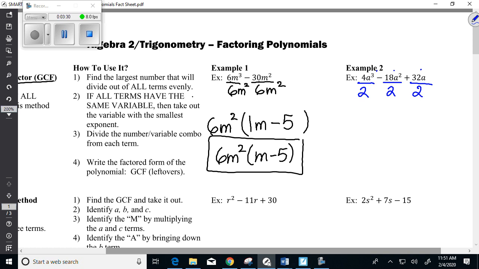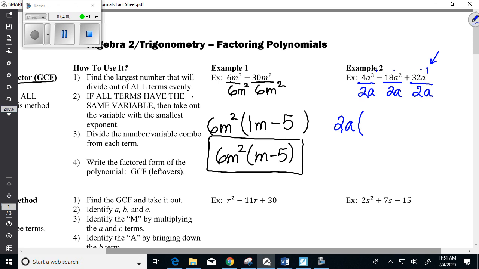Be careful in this case. Most people will assume that the first number is the number that divides out of everything. That's not necessarily true. All 3 terms have the letter a in it. So we're going to take out an a. The smallest exponent is a to the first power. So we're going to take out 2a to the first power, or just 2a.